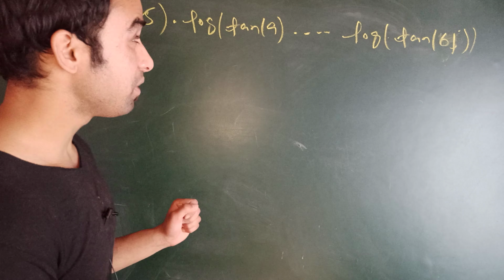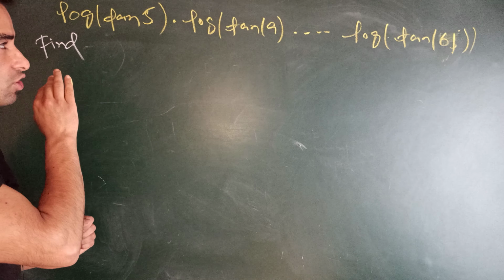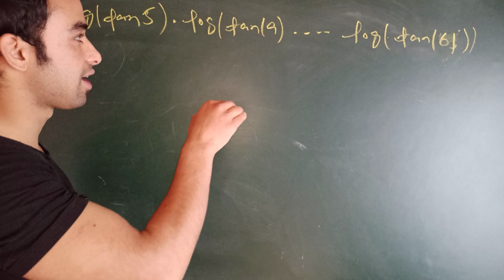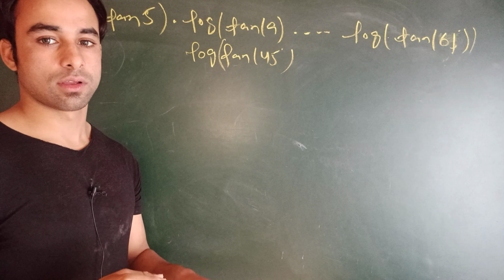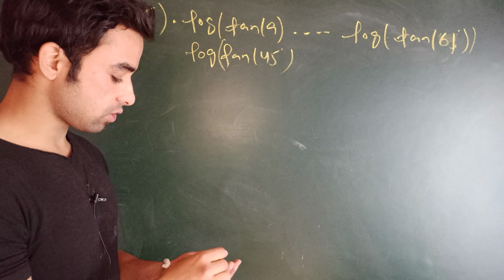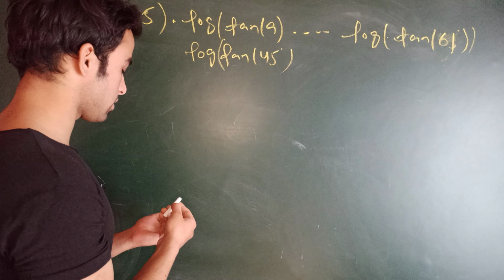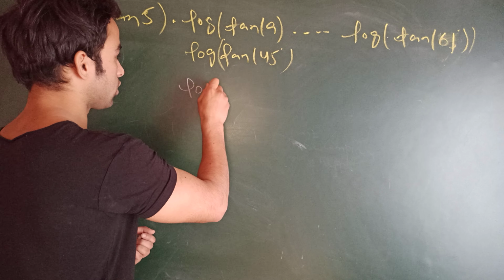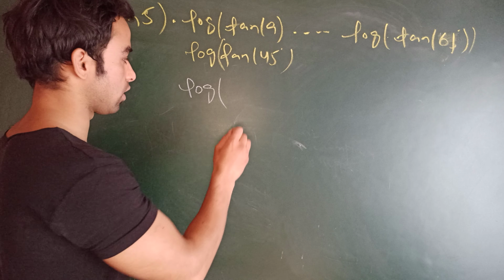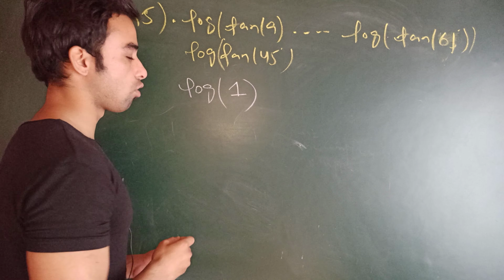But if you look at this series, it goes like tan 5, tan 9, tan 13, tan 17, but there will be a term in between that will be log tan 45 degrees. That means this term has to be there somewhere in between. Why is that important? Because if this term is there, you can say that log tan of 45 is mathematically log of 1, since tan 45 is 1.